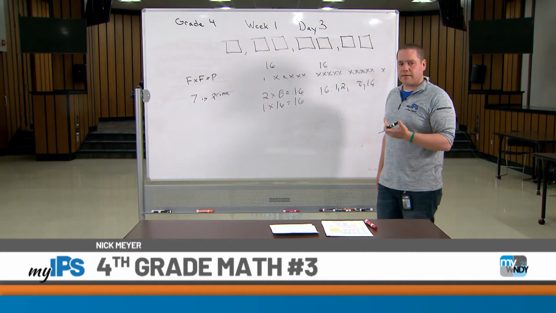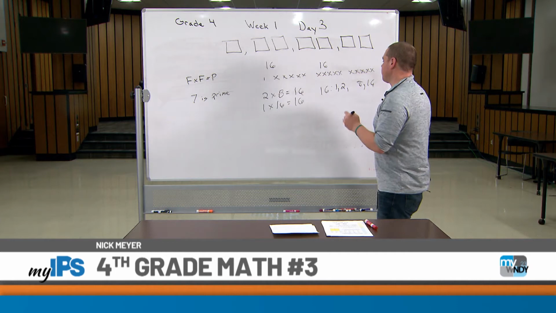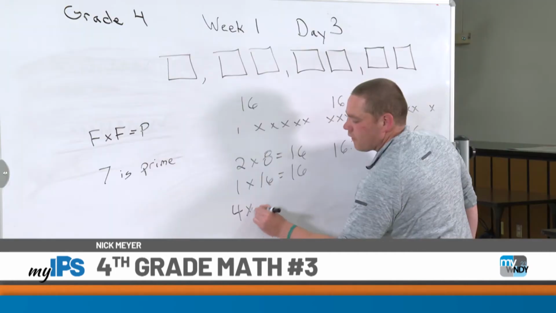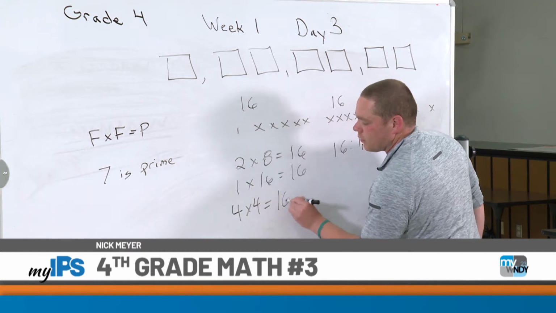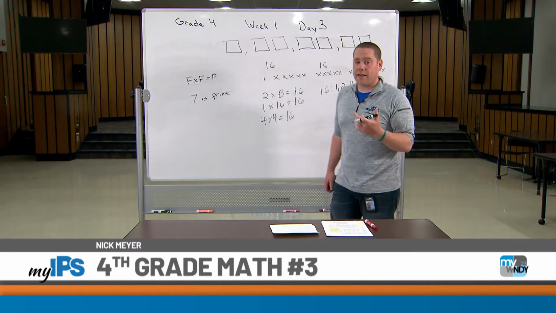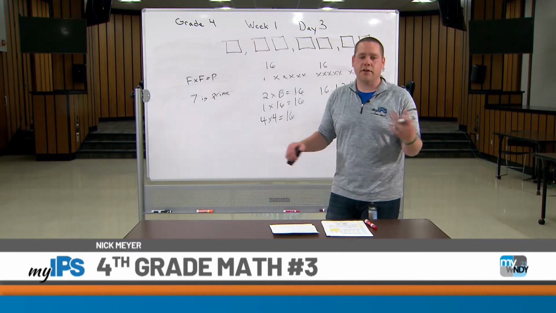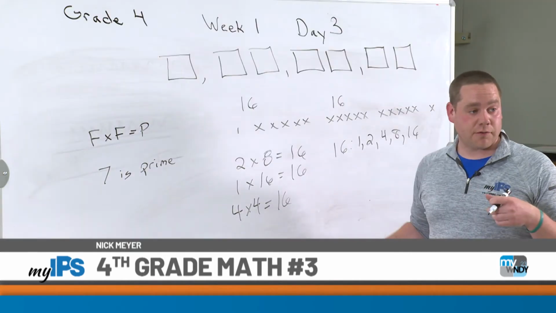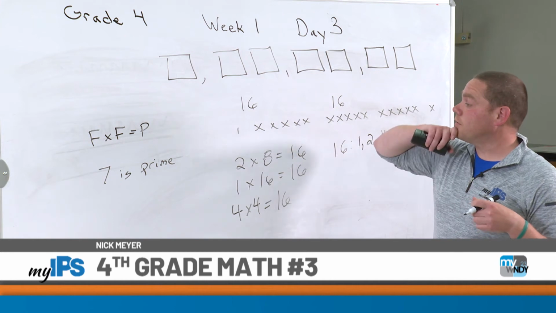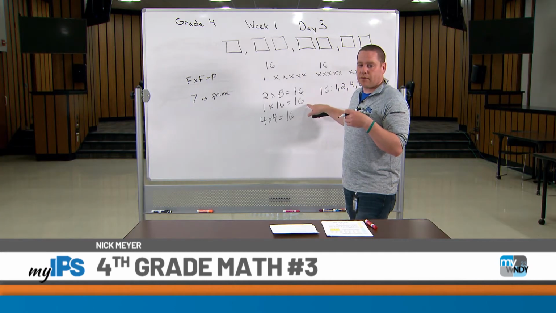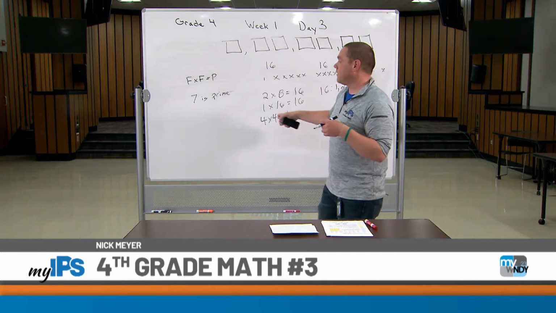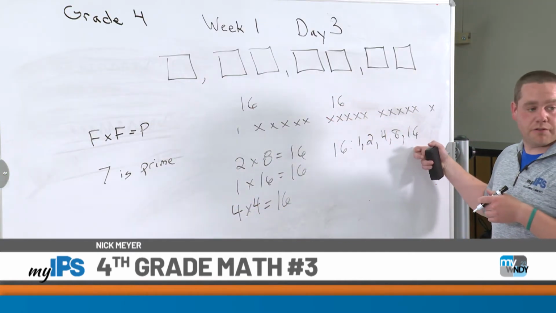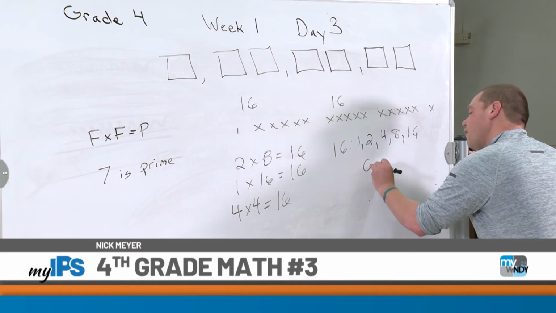Is there another way to make it? That's right. 4 times 4 equals 16. I almost forgot that one, and next time I'm going to leave it out so that you can all yell at the TV that Mr. Nick left out the 4 times 4. All right, so as we do this, is 16 prime or composite? Prime means it has exactly 2 factors. So 16 has way more than 2 factors. That makes it composite.